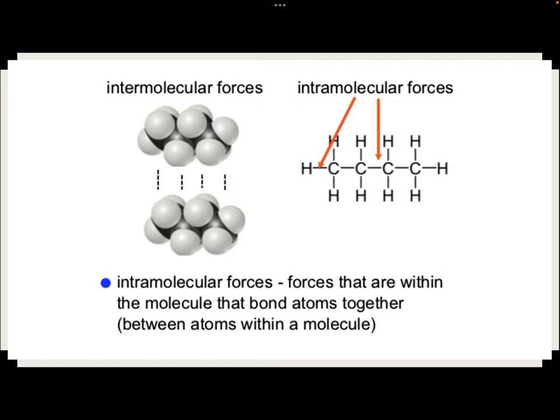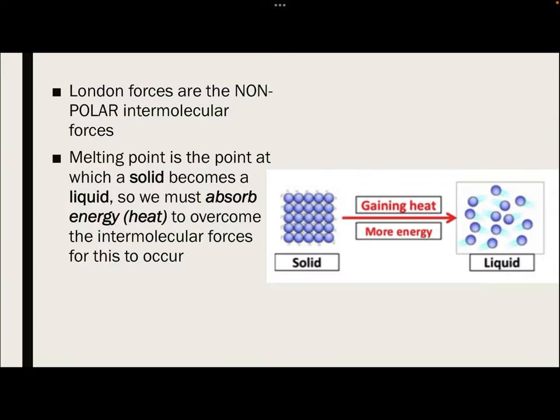So intra, remember, is the forces within the molecule that bond the atoms together. So it's between the atoms within that molecule. So these are our forces here. Inter is just between two molecules that hold it together. So it's not intra, it's going to be intermolecular forces, van der Waals, in order to hold it all together.